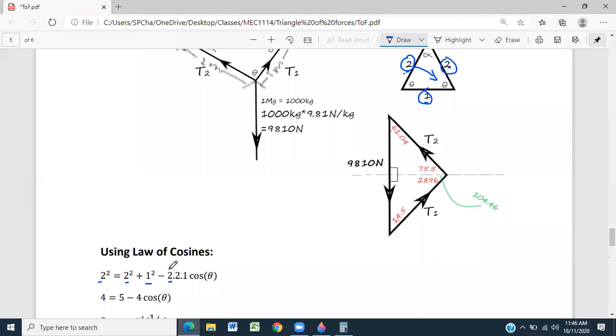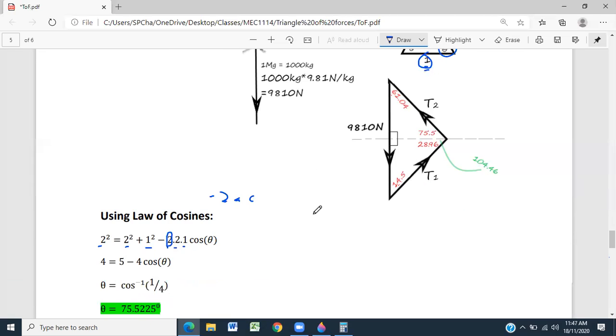This is just general form, things like b squared plus c squared minus 2bc. And then 2, 1, which is this 2 again, and this 1, which is this one here again, cosine the angle we want to find, which is this theta. Okay. Put that all into the equation, and we solve for theta, which is what we don't know.